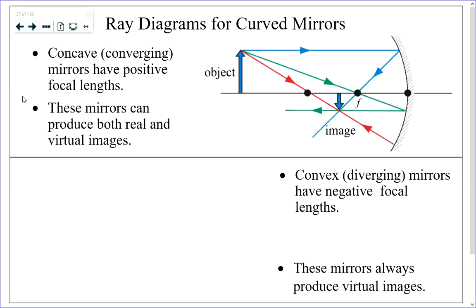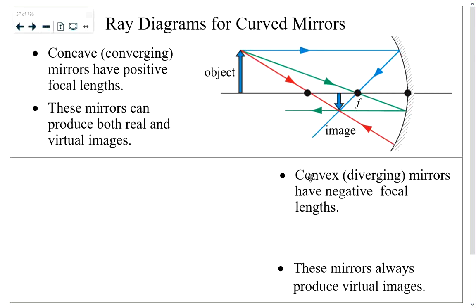To draw a ray diagram, what we're looking at here is a curved mirror, which is a concave or converging mirror. The object is on the left, and you need to know the paths of the following beams of light. The blue beam of light leaves the top of the object parallel to the axis of the mirror, and it will always reflect through the focus. The green beam of light leaves the top of the object, and it will go through the focus, and it will reflect parallel. And the red beam of light is leaving the top of the object, going through the center of curvature, and it reflects back through the center.